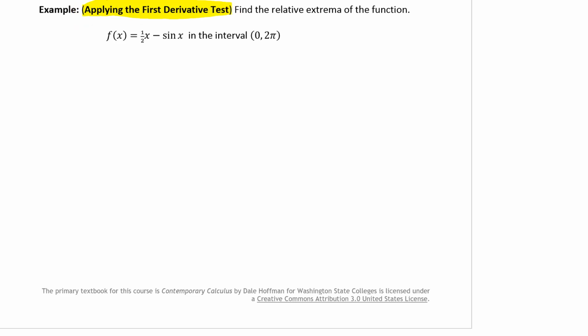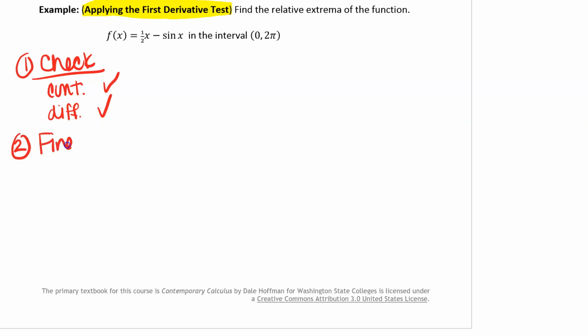So in order to apply the first derivative test, we need to check a couple things out. Is it continuous? And yes, this is a continuous function. And is it differentiable? Yes, this is also differentiable. Next thing we need to do is find the critical numbers.